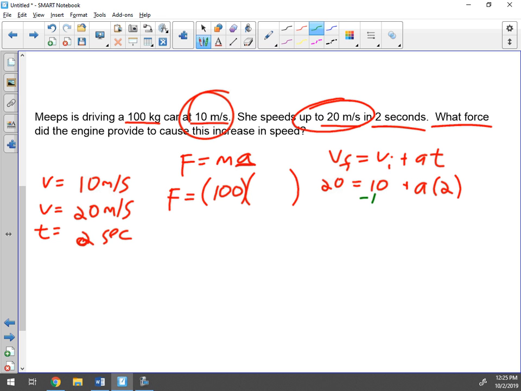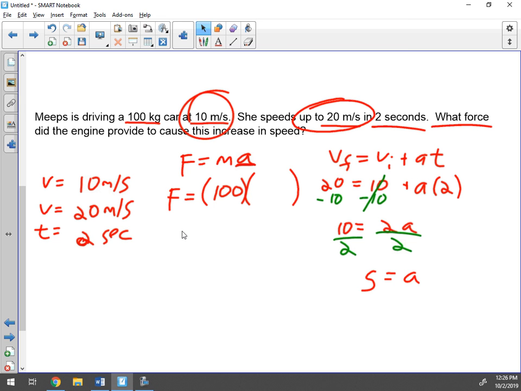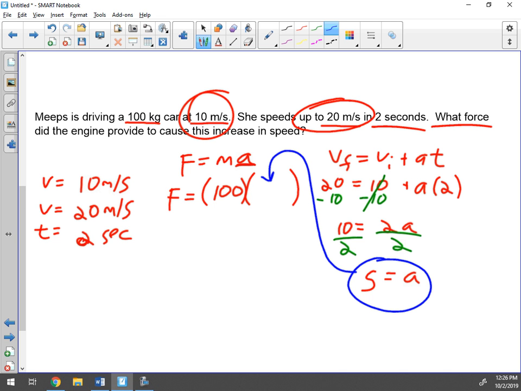I'm going to subtract 10 from both sides, and I'm going to get 10 equals 2a. I divide both sides by 2, and I get a equals 5. So now that I know a equals 5, I can substitute that value right into here for our a. And when we multiply 100 times 5, we get 500 newtons. And that is our force.